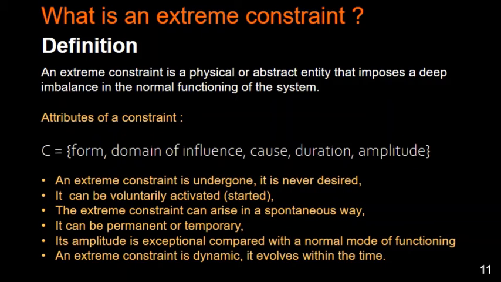From a general point of view, an extreme constraint is undergone. It's never desired. It can be voluntarily activated or started. The extreme constraint can arise in a spontaneous way. It can be permanent or temporary. Its amplitude is exceptional compared with the normal mode of functioning. An extreme constraint is dynamic. It evolves within time.